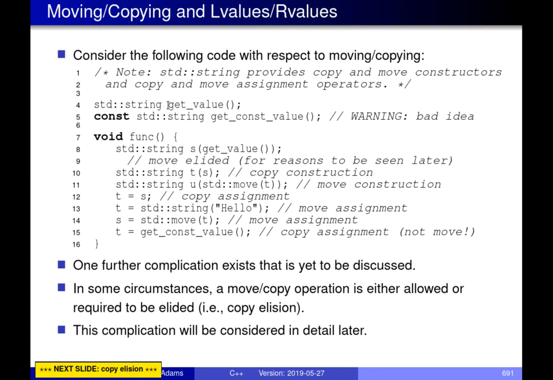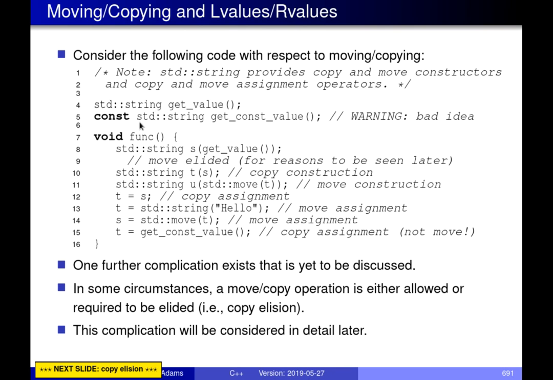So we have a function called getValue. It returns by value and it returns a std::string. We have another function called getConstValue, which returns a const string. Don't ever do this in your code. If you're returning by value, never const qualify the return type.